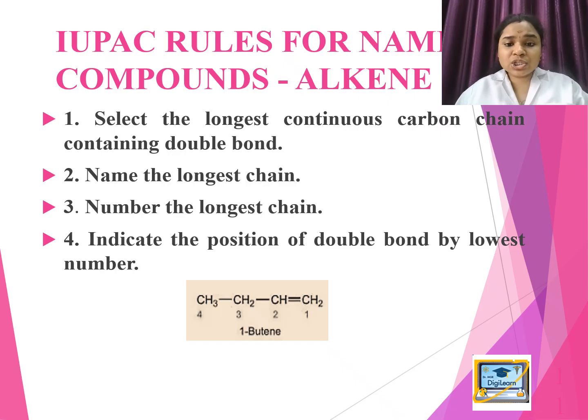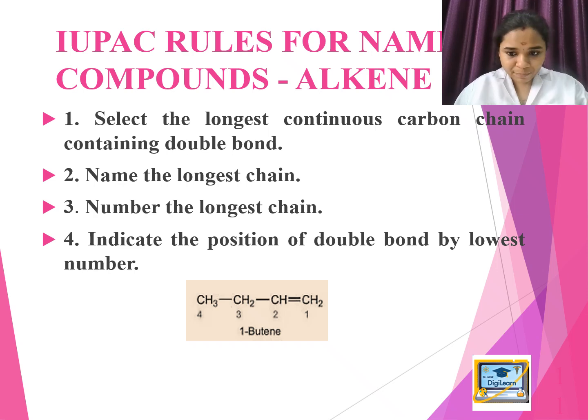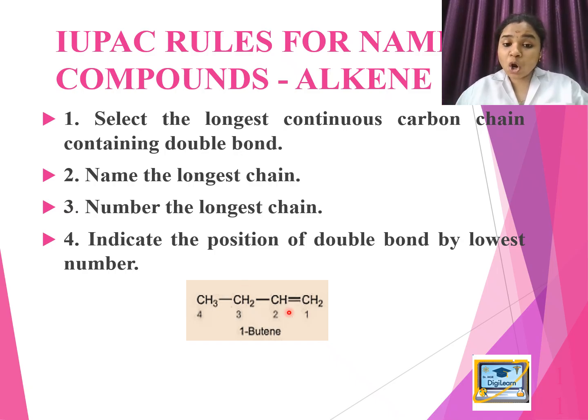Now, going into the IUPAC rules for naming alkene compounds. Now we have completed alkane. Now stepping into the alkene. The first few rules are similar. First rule: select the longest chain, name the longest chain, and number the longest chain from the end where your double bond gets the lowest number. So here is the example. 4 carbons are present.